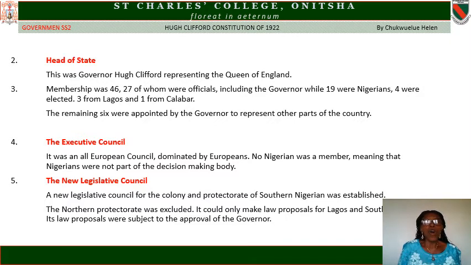Then we have number 4, the Executive Council. The Executive Council was dominated by Europeans, and no Nigerian was a member of the Executive Council. Then number 5, we have the new Legislative Council. The new Legislative Council introduced was for the colony of Lagos and Southern Protectorate. So the new Legislative Council legislated only for the colony of Lagos and Southern Protectorate, with the exclusion of the Northern Protectorate.